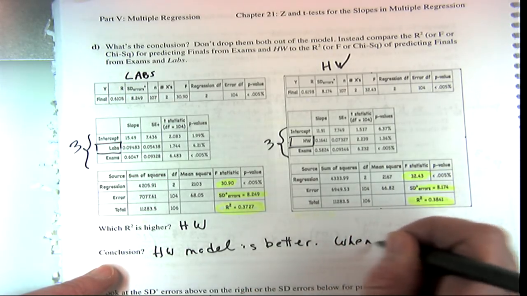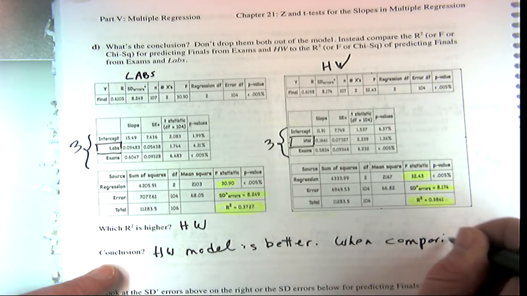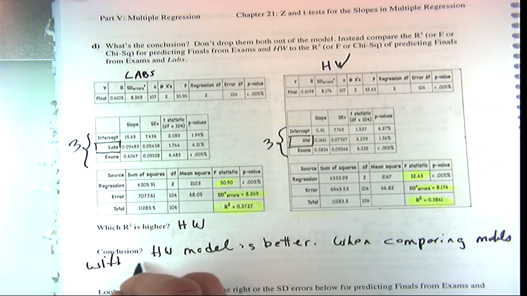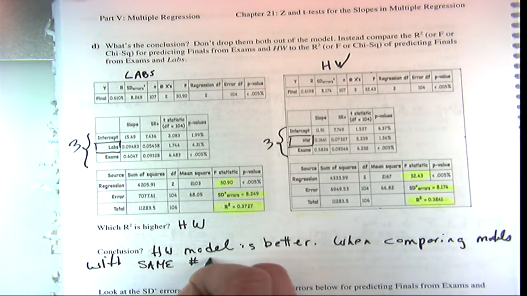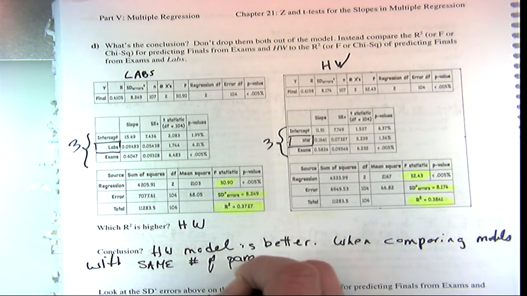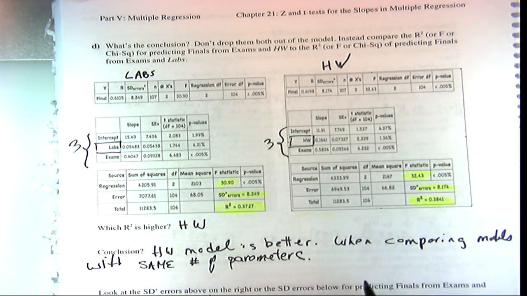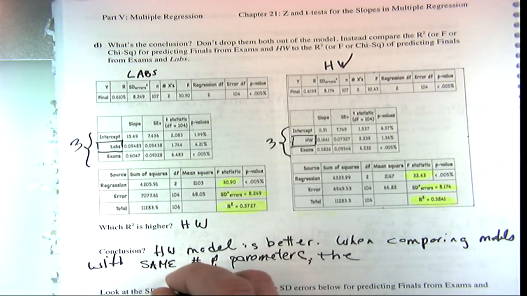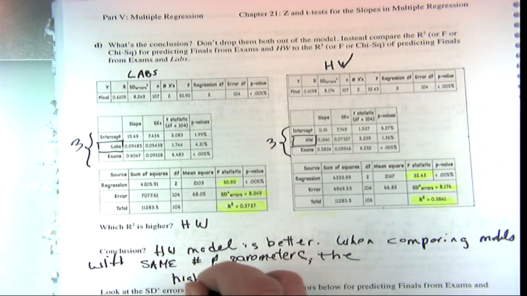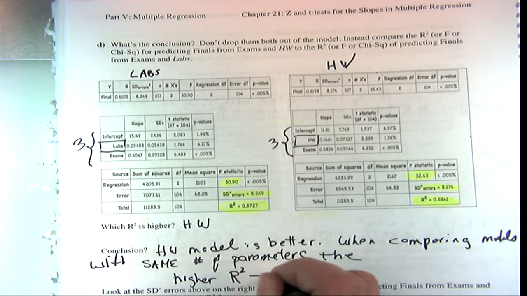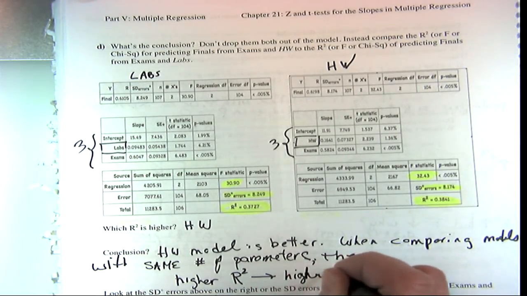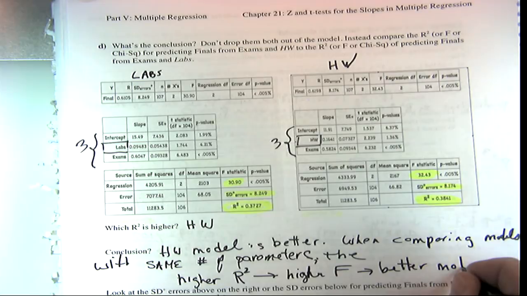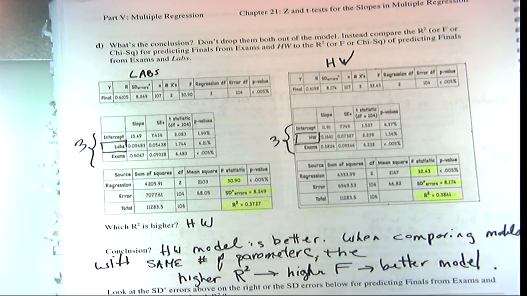So when comparing models with the same number of parameters, then the higher the R-squared means the higher the F, and it means the better the model. The lower the error, everything. Okay.